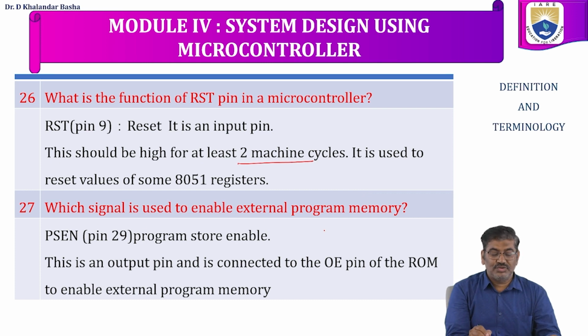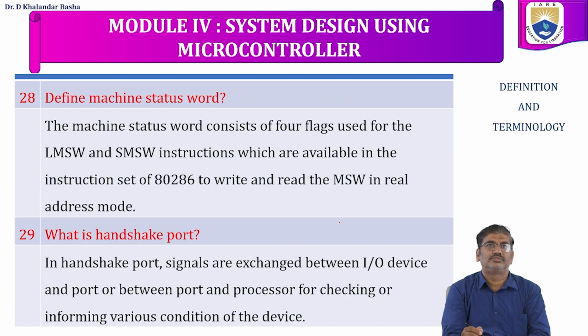Which signal is used to enable external memory? It is the PSEN bar signal, which is program store enable. This is the output pin, which is connected to the OE pin of the ROM to enable external program memory.